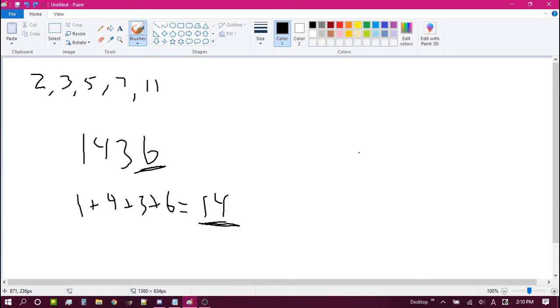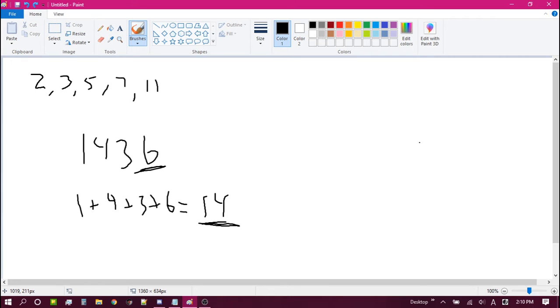Now, okay, 5 is easy if the number ends in a 5 or 0. Like 505, 5,620, and that's divisible by 5. That's pretty easy. Divisibility by 7 is a little bit weirder.